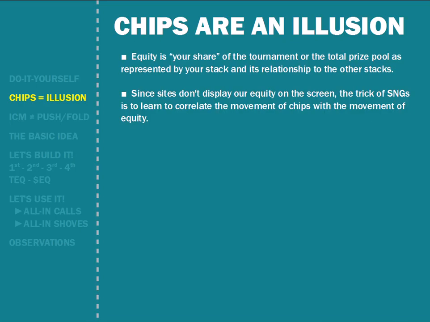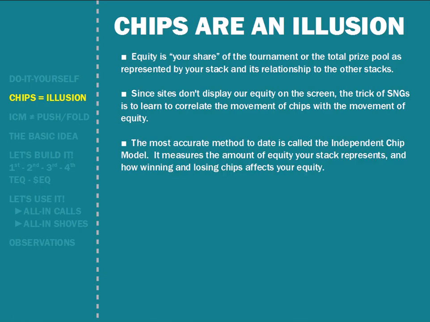So the trick of winning sit and goes is to learn how to correlate the movement of chips with the movement of equity. Our only clue as to what's happening equity-wise is what people's chip stacks are. So if we can learn to map how chips move around the table with how equity moves around the table, then we'll be a lot further ahead of the game, because then we actually know how we stand in the tournament. Now, we have a method to do that, at least today, the current method, called the independent chip model.